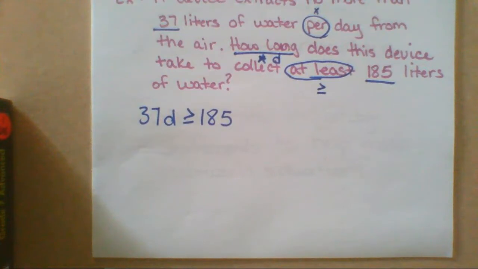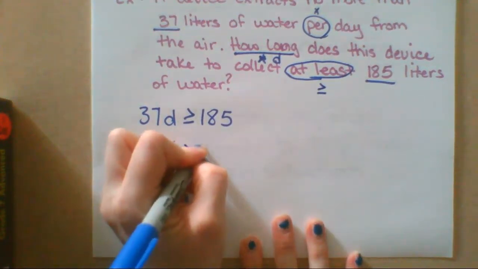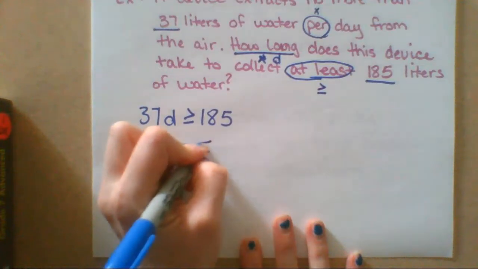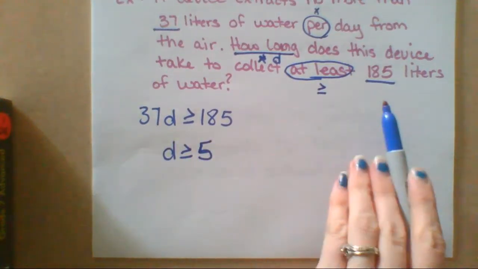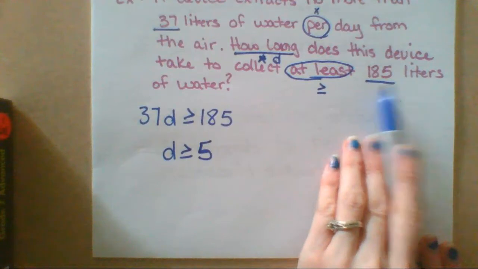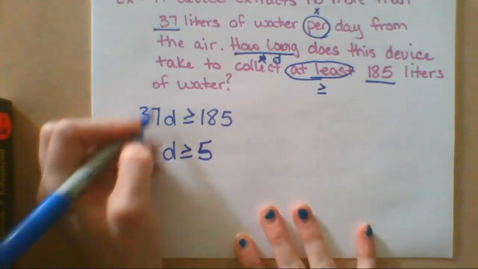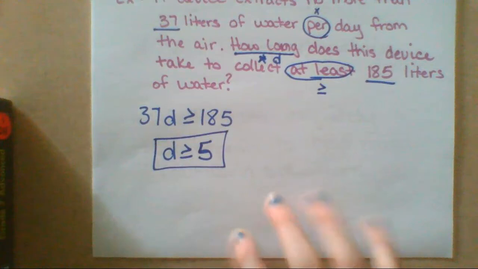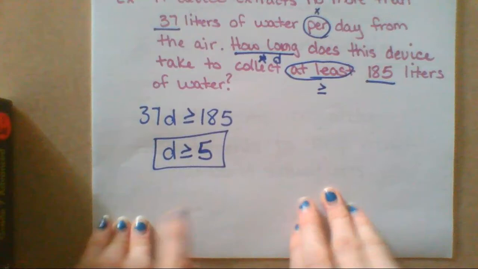Now solve that statement and we figure out that it's going to take us at least 5 days in order to collect 185 liters of water. Okay. So there's the solution. All right, and that is how you write one-step inequalities.